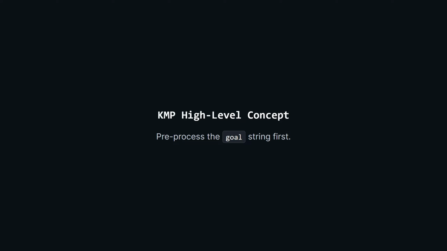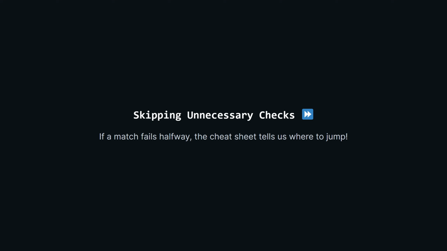KMP works by analyzing our target word before we even start searching. It looks for repeating patterns within the target itself. It creates something called an LPS array. This essentially acts like a cheat sheet. If we are comparing letters and hit a mismatch, instead of starting completely over from scratch, this cheat sheet tells our search exactly how far forward it can safely jump.